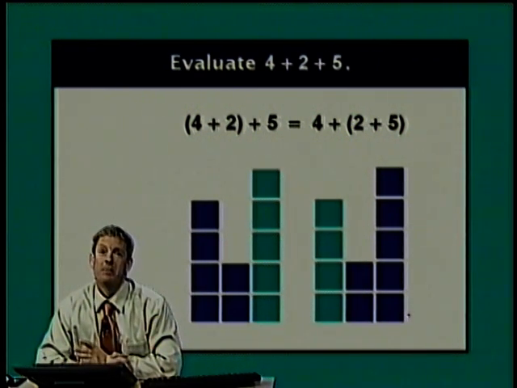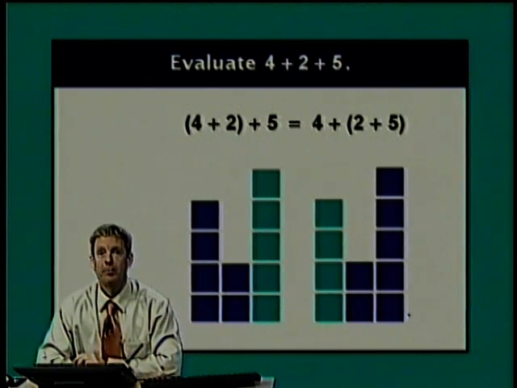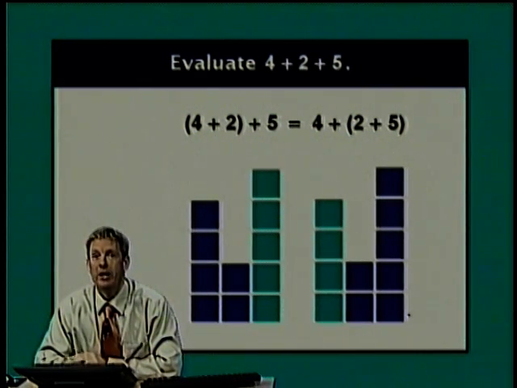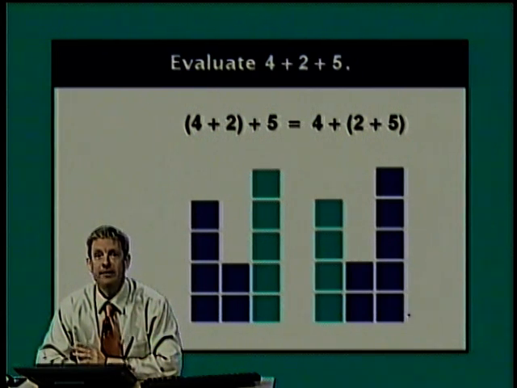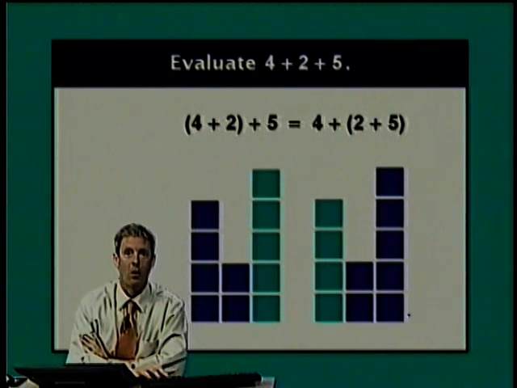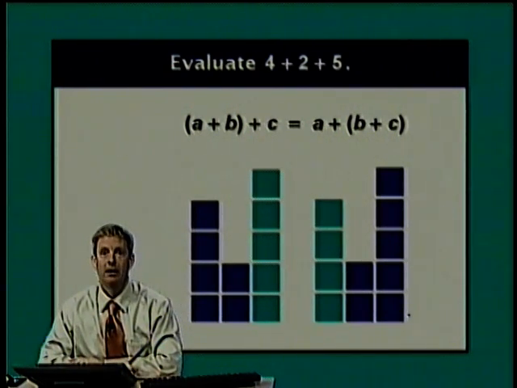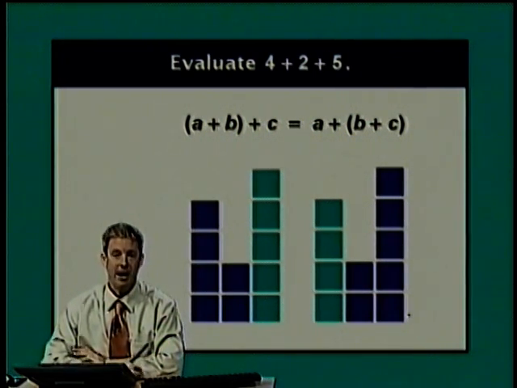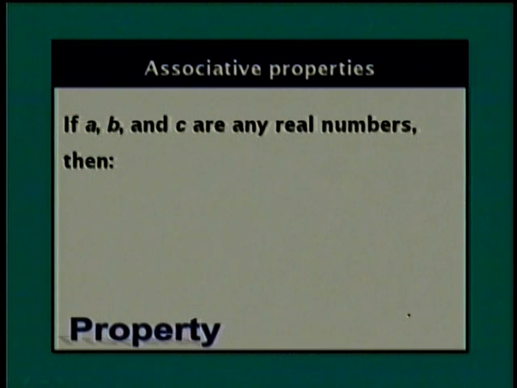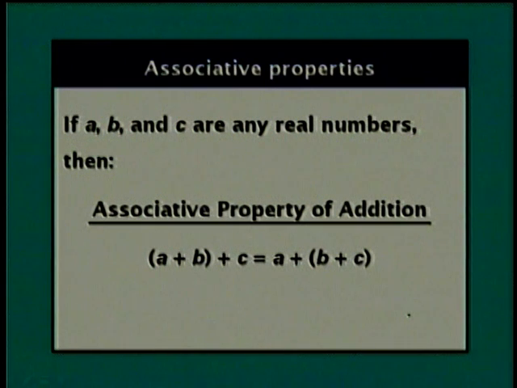It could be some number, let's call it A. And what the number 2 was, it could be some number, we call it B. And what the number 5 is, it could be some number, we call it C. This property would always hold that the sum of A and B added to C is equal to the sum of B and C added to A. If A, B, and C are any real numbers, then we have what's called the associative property of addition. The sum of A and B plus C equals the sum of B and C added to A.